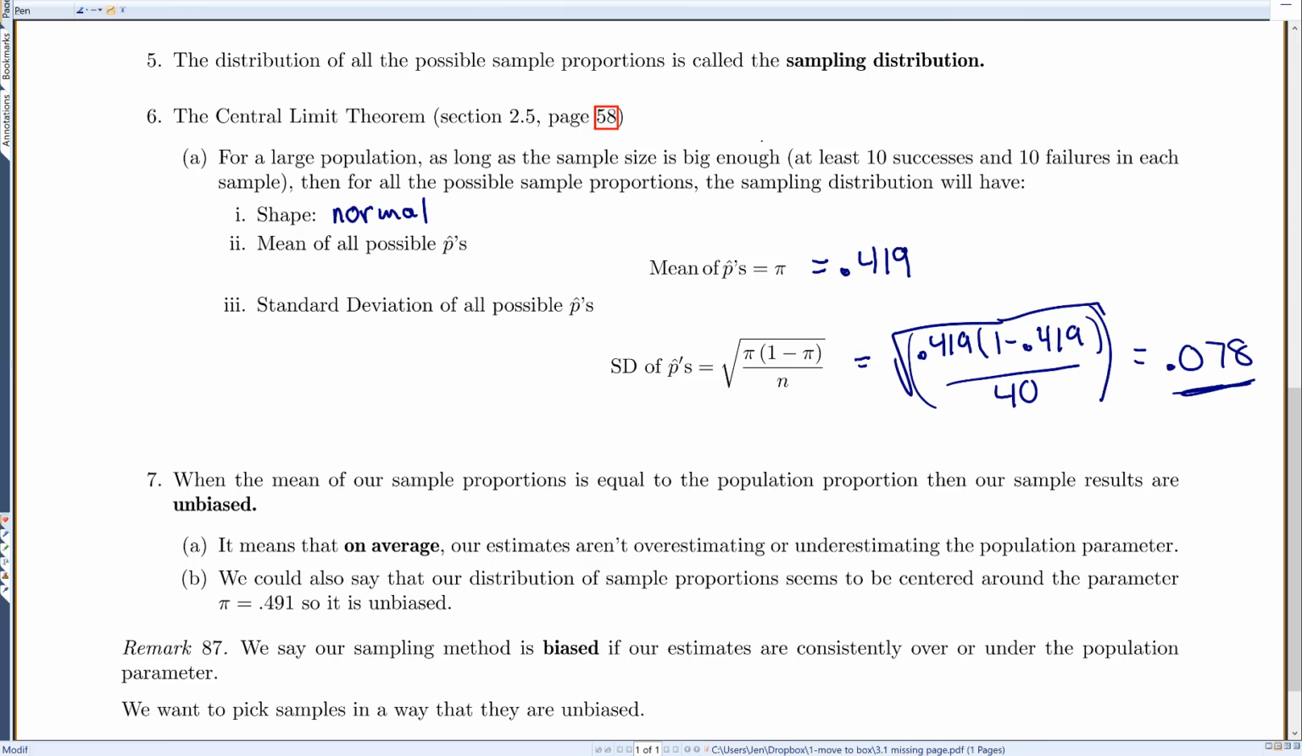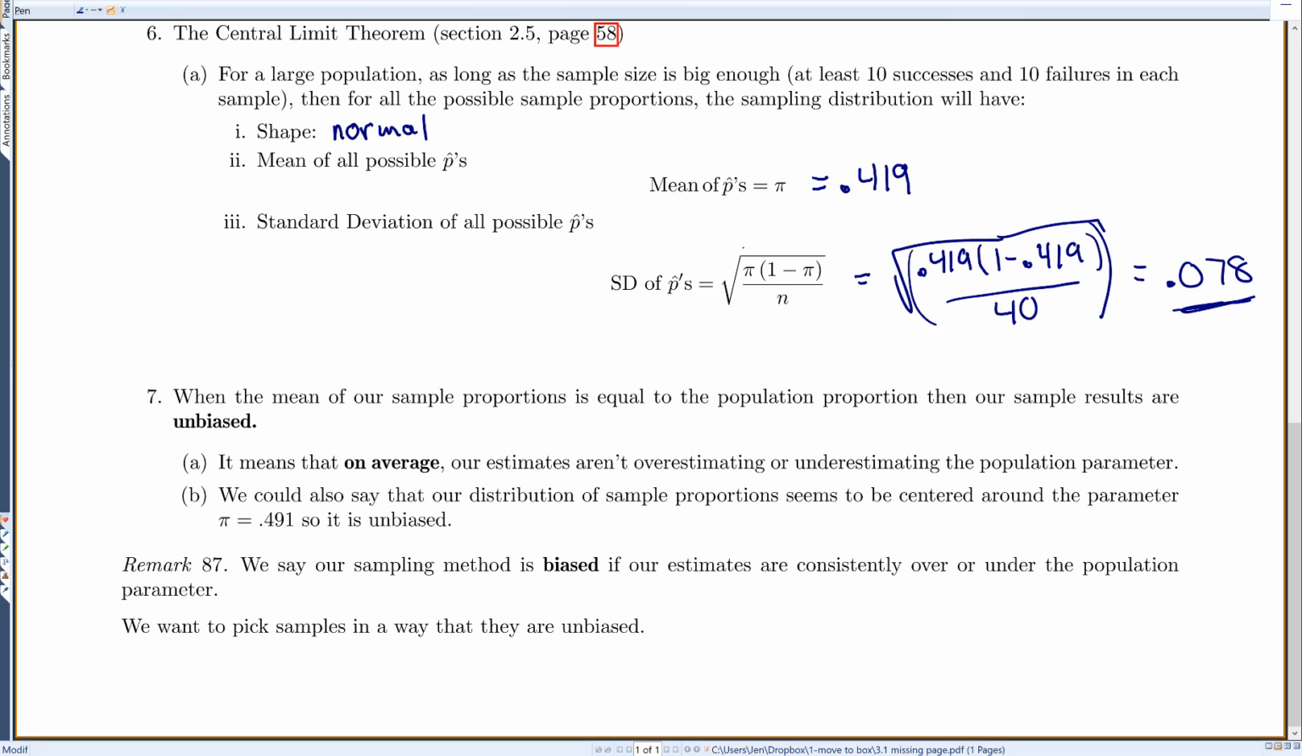Or you could say that because our distribution of sample proportions seems to be centered around the parameter of 0.419, it's unbiased. Now, on the other hand, we would say our sampling method is biased if our estimates are consistently over or under the population parameter. When we used our simulation, it was always picking random samples, and random samples are unbiased, so our means did match up to what they were supposed to. But if we pick our samples a different way, they might actually be biased. What we have to do in statistics is make sure we pick our samples in a way that they stay unbiased, so they don't overestimate or underestimate.